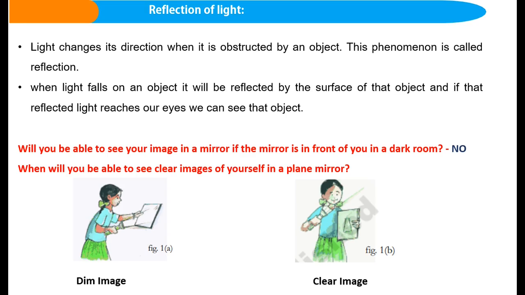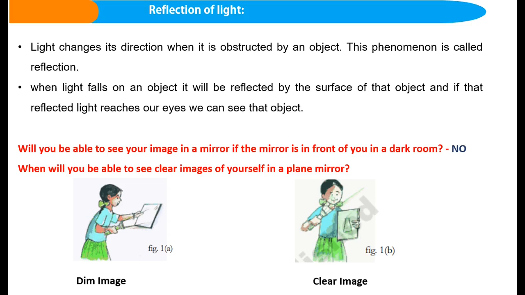What do you mean by reflection? Light changes its direction when it is obstructed by an object. This phenomenon is called reflection. That means after touching any surface, the light rays change their direction at a specific angle. This is called reflection of light. When light rays fall on an object, they will be reflected by the surface of that object, and if that reflected light reaches our eyes, we can see that object.